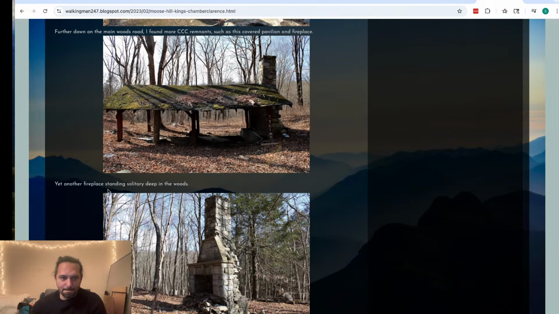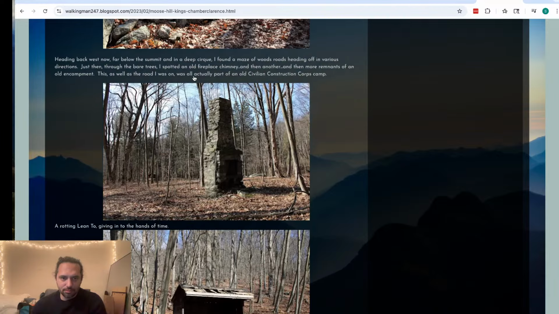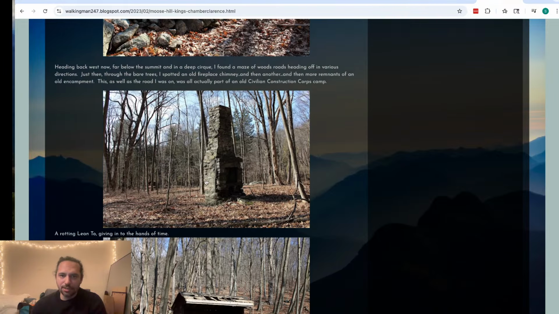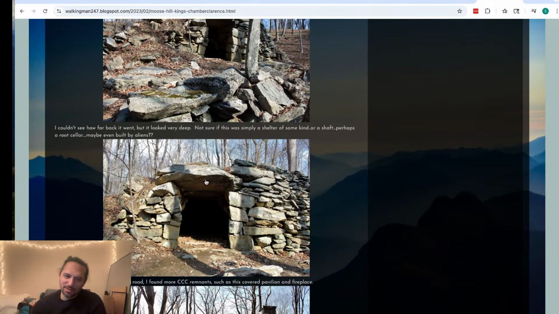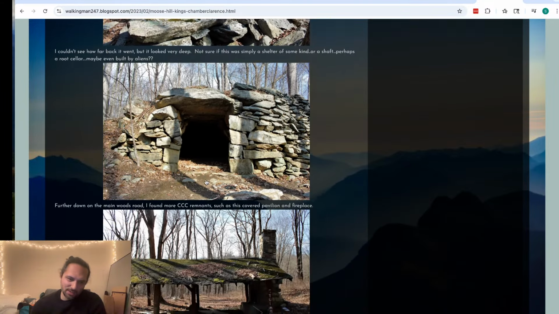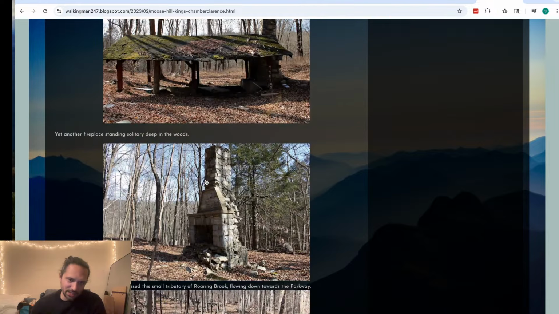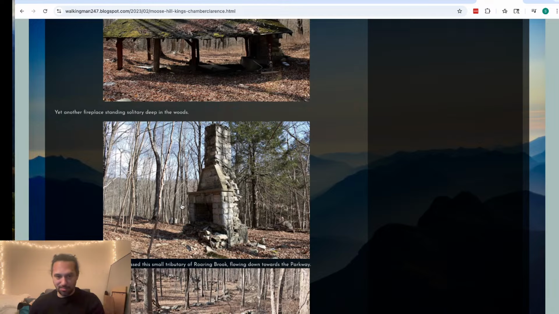CCC, Civilian Corps of... Not engineers. Civilian Construction Corps. I believe that's part of the alphabet soup of Roosevelt, to get the economy going again in the 30s. So this thing might be from the 1930s. Maybe. I don't know.